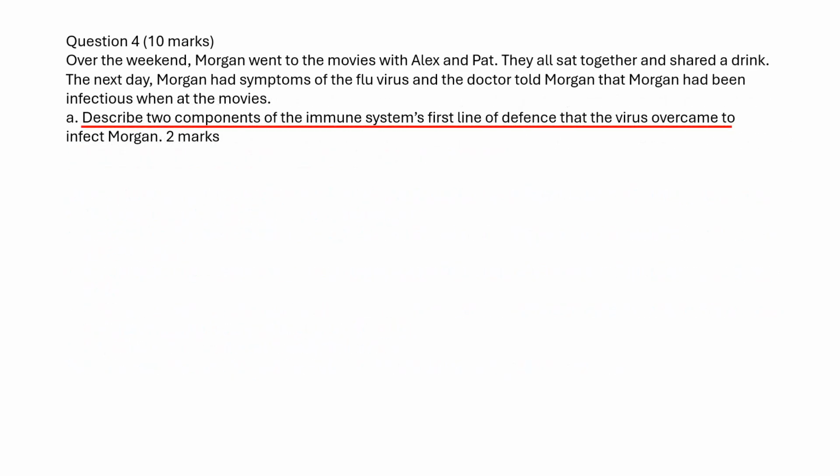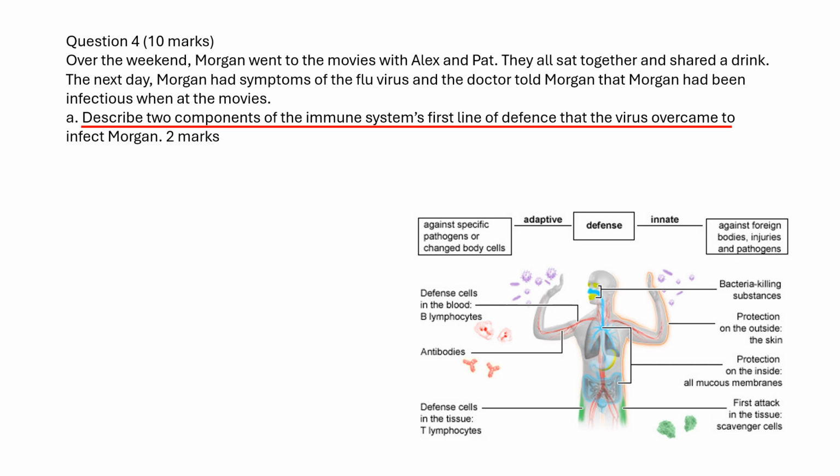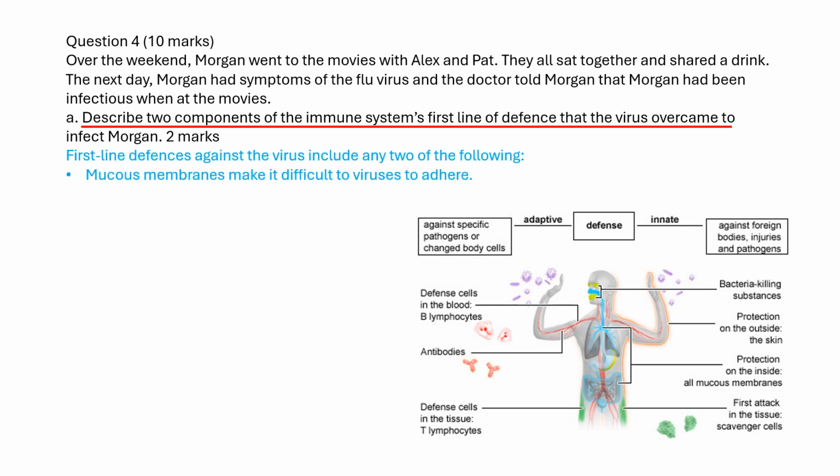Describe 2 components of the immune system's first line of defense that the virus overcame to infect Morgan. Mucous membranes make it difficult for viruses to adhere. Nose hairs are a physical barrier to the virus. The acidic environment of the stomach.